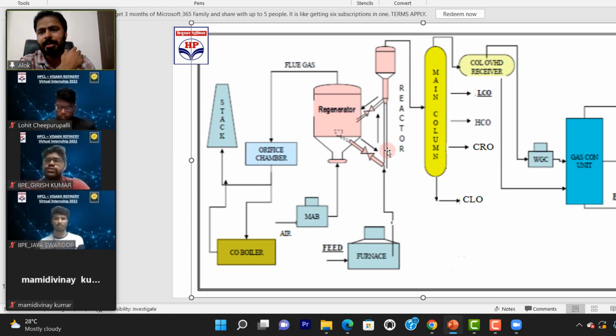But the feed temperature, how much are we getting? 275, correct? But we want 500, 510 degrees Celsius temperature here. How will we maintain it? Okay, I'll explain this in the next half an hour session.